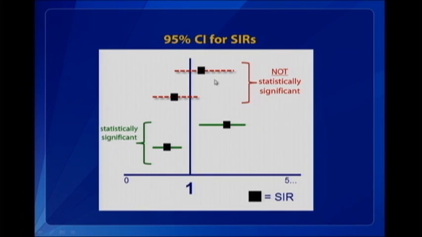So with these first 2 lines here, these do cross over this threshold of 1 down the middle. So these are not statistically significant. But the bottom 2 are. This first green one here, both the lower and the upper bound are greater than 1. And on the last one here, both of them are less than 1. So those are indicating statistical significance.